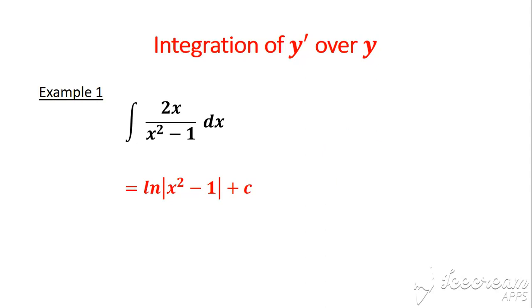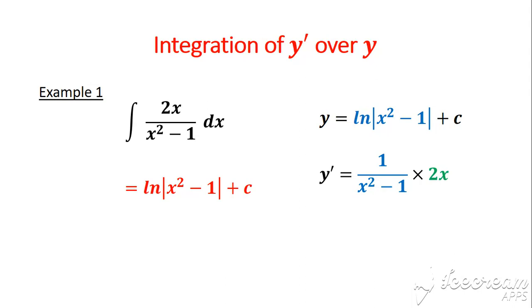But you might be asking yourself, what's happened to the 2x? Let's show you what's happened. Let's take the function y equal to natural log of x squared minus 1 plus c, and let's differentiate. So, natural log of a function u turns into 1 over u, and then we must times by u dash, which is the derived function of u. Now, x squared minus 1 is u, and we differentiate that to get 2x, so we times by 2x.